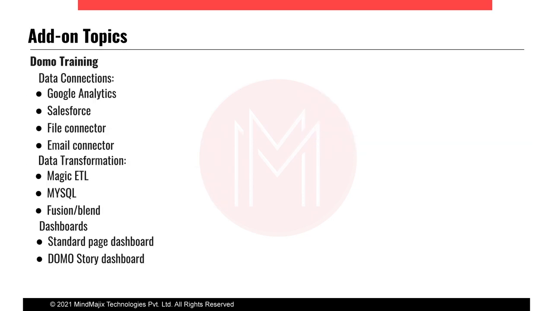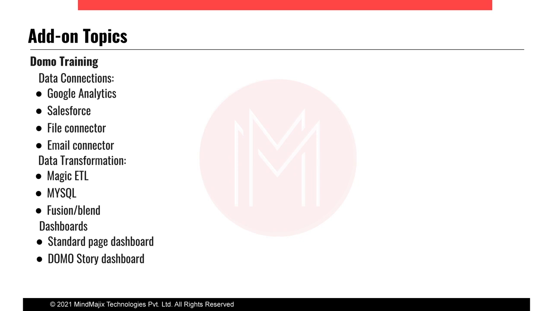And then, like I said, we have add-on topics. We've divided the curriculum into these 3 broad categories: data connections, data transformation, and different types of dashboards. Domo has 2 types of dashboards: standard page and Domo Story. Most organizations these days are adopting the Domo Story format, but there may be legacy dashboards in the older format, and hence we have included that in our curriculum as well, just in case you see some old dashboards, you understand the layout, and you're still comfortable working on those older dashboards as well. So those are some of the add-on topics.